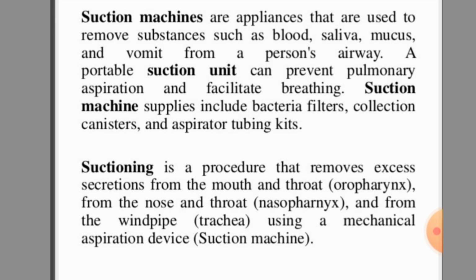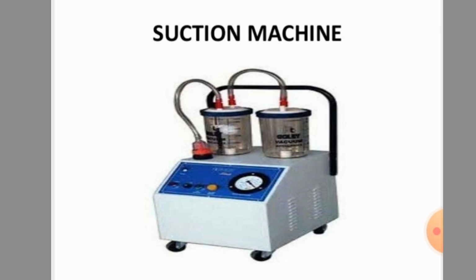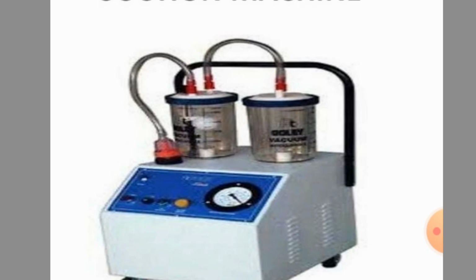So the suction machine is a device, one type of device. Through that device, we can do the suctioning in this area. Now we can see this is the suction machine. This machine is mostly used in the operation theater. During surgery, they will cut the skin and the muscle. During the operation, blood may come and collect in a particular area. So how to remove it? Through this machine, we can do the suctioning and remove the material.